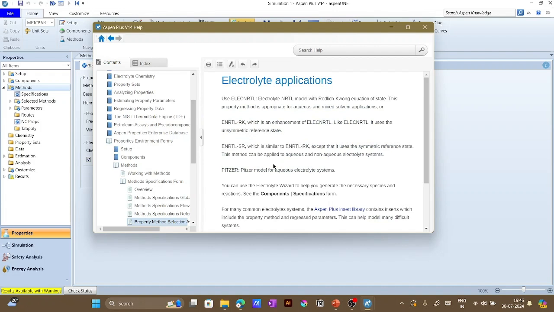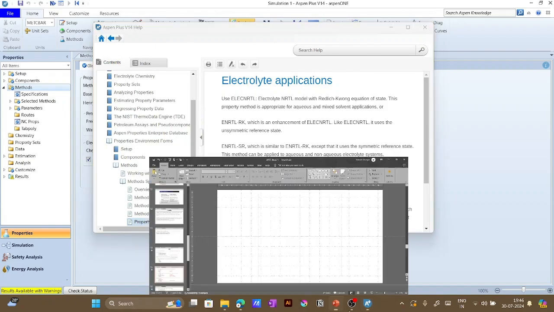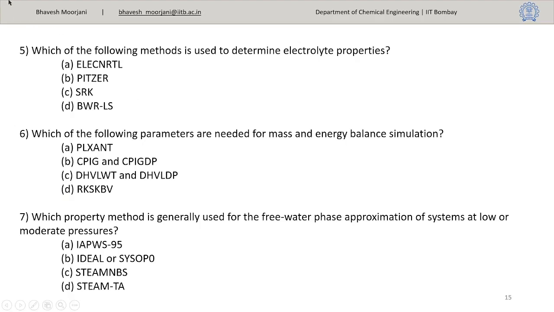You have electrolyte system. So these are the various models, ENRTL RK, ENRTL SR, Pitzer. These are the different models used to calculate the electrolyte properties. And does our option contain this? So I have A and B. So that's my answer. Again, the way I have prepared this question is so that you guys get used to the search feature of Aspen Plus, so that you understand various properties and use of different models.